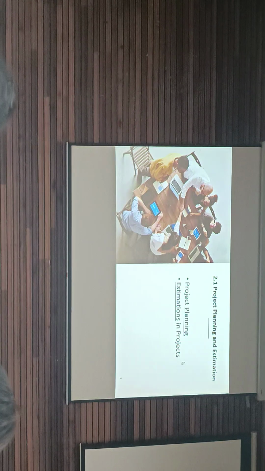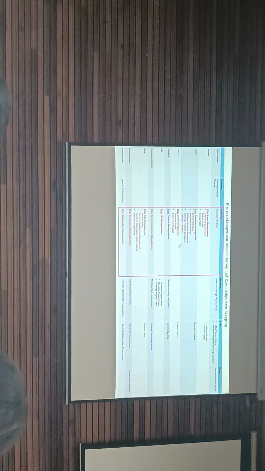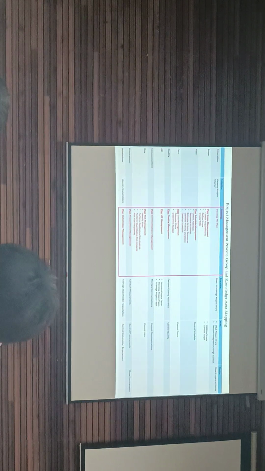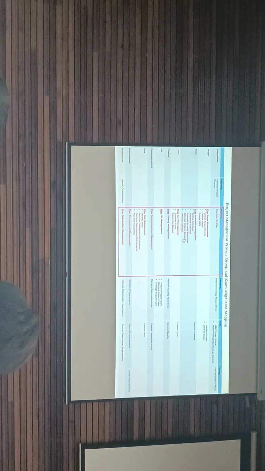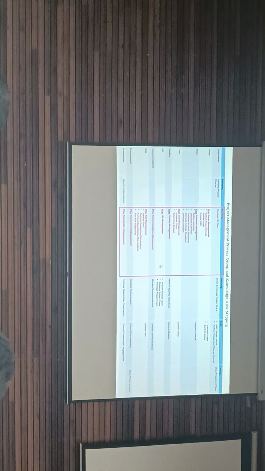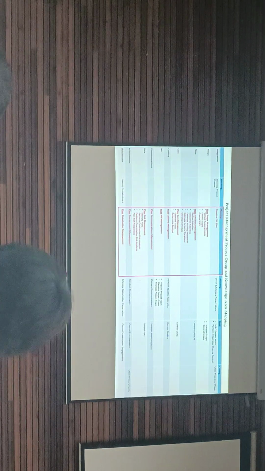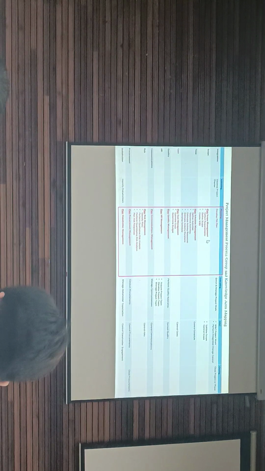Now, planning and estimation. These are the planning work. There is a lot of planning work to do. You will not be asked in the exam to list all of them, because no one can remember all this planning work. This is just to give you an idea of the planning work you have to do. Right at the beginning of the project, there are many plans that you have to make.